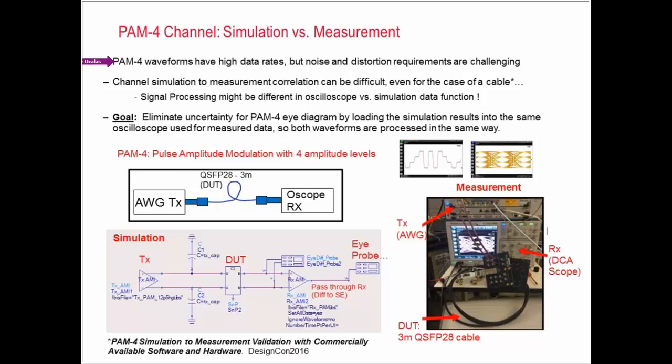So this is a pulsed amplitude modulation, 4 levels, and these signals have high data rates because for each clock cycle you can transmit 2 bits. But the problem is there's 4 logic levels now. So if you think about a standard eye diagram, the eye diagram for PAM-4 will actually split into 3. So you'll have 3 eyes instead of 1. And as you might guess from that, when you send it through any kind of channel, the noise and distortion requirements are going to get pretty challenging.